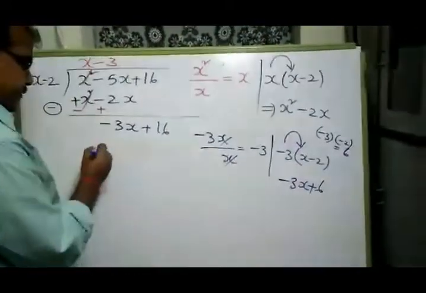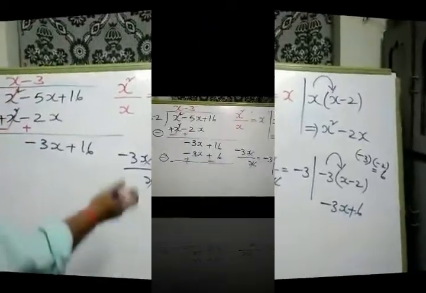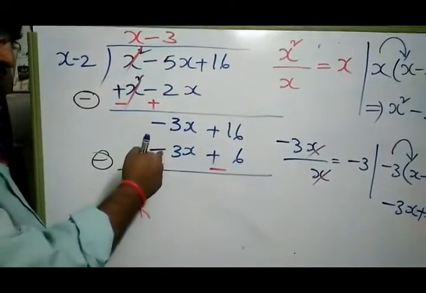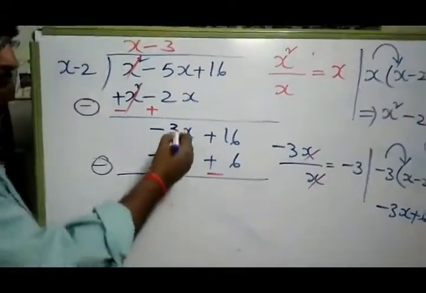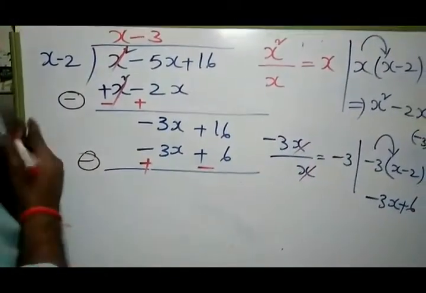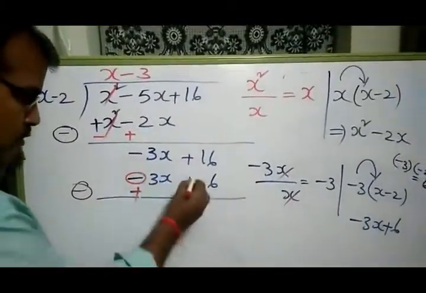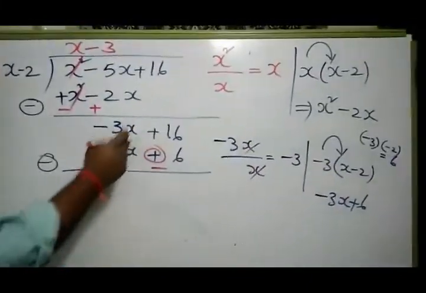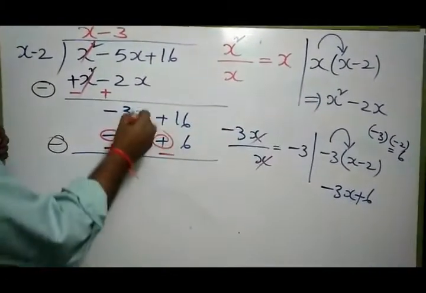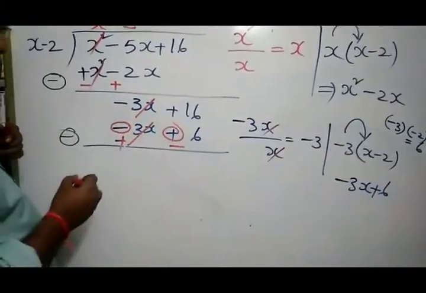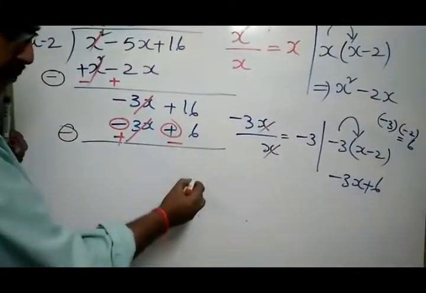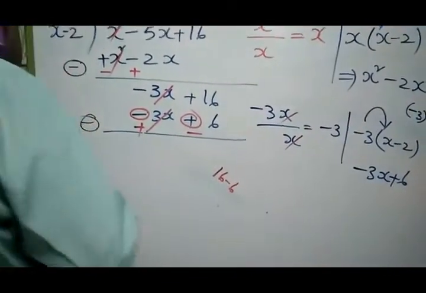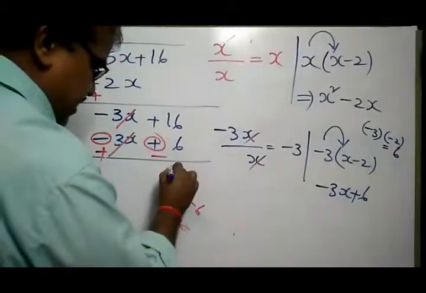So write the product. Because of this subtraction, minus will be plus and plus will be minus. So plus 3x, and forget about this sign. Now minus 3x plus 16 minus 6. Minus 3x and plus 3x is equal to 0, plus 16 minus 6. The answer is 10.